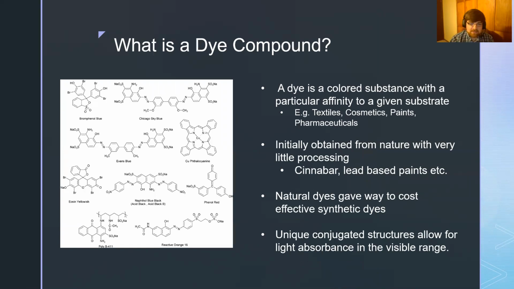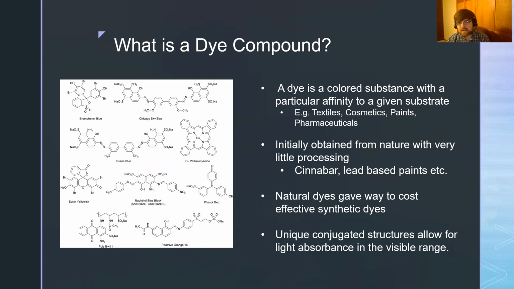So first off, what is a dye compound? Well, definitionally, a dye is a colored substance with a particular affinity to a given substrate. So it's any compound or substance that displays some characteristic hue or color that binds very well to any given surface, such as in the case of textiles, a dye that binds well to fabrics, in cosmetics, a dye that is able to bind well to the skin, but also come off easily when it needs to. Foods and paints are other good examples.